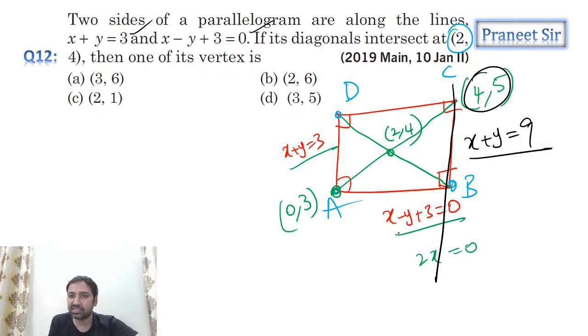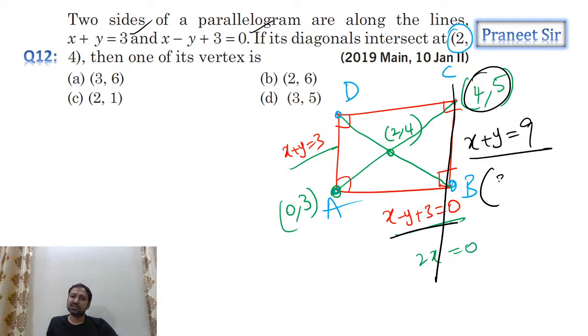So now if you solve these two equations, can I get B? What is it, guys? Can we solve these two equations? 3 comma 6. Yes, it is 3 comma 6. 3 comma 6 is there in the answer or not? Yes, it is there in the answer.